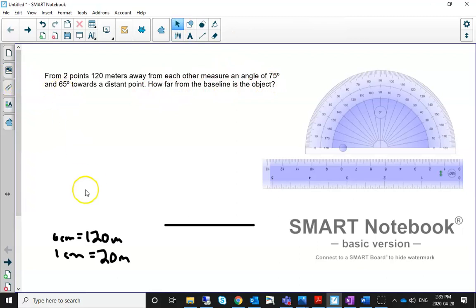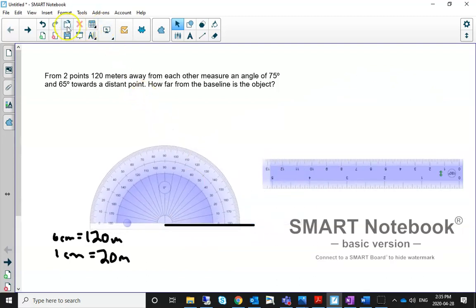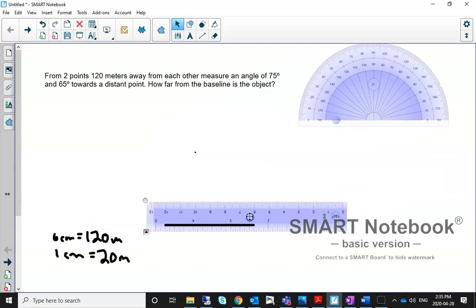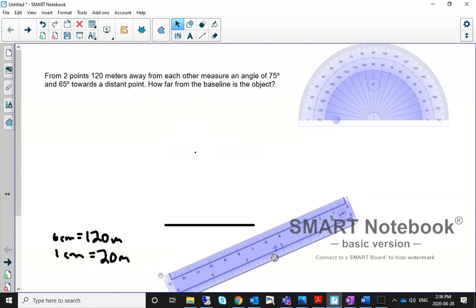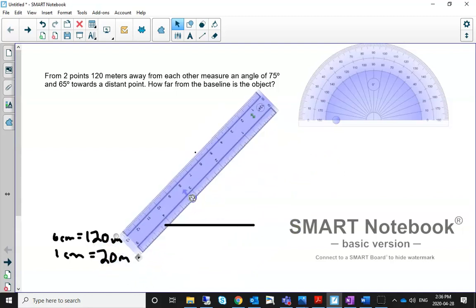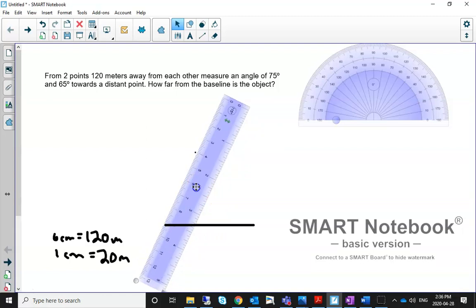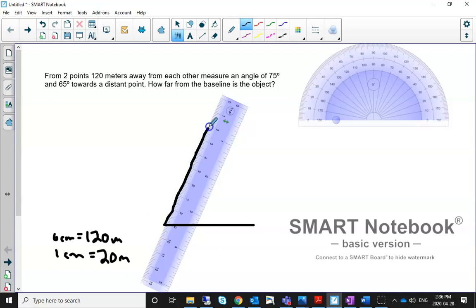Now the angles of 75 and 65, because that is our scale for this baseline. We're going to put our protractor here and measure our first angle to be 65 degrees. So I'm going to draw the point right there at 65 degrees, and we are going to put our line here. A little bit difficult with the computer here, but okay, so we've got our line and we're going to draw our line. We'll extend it up a ways.